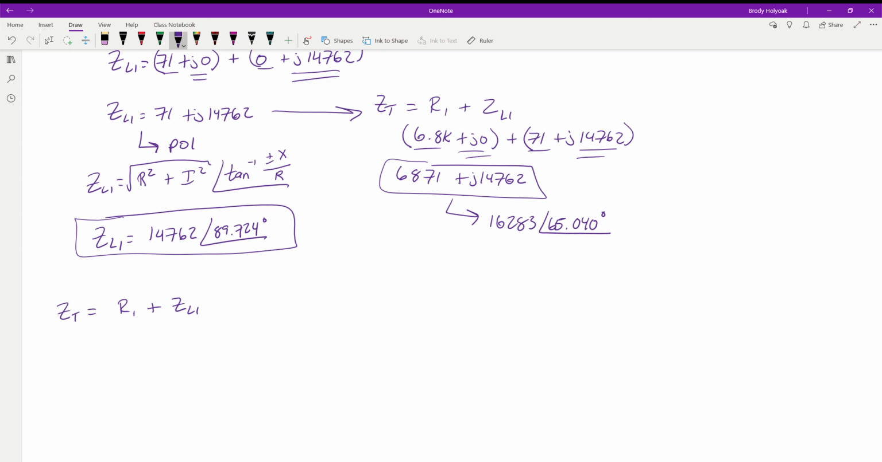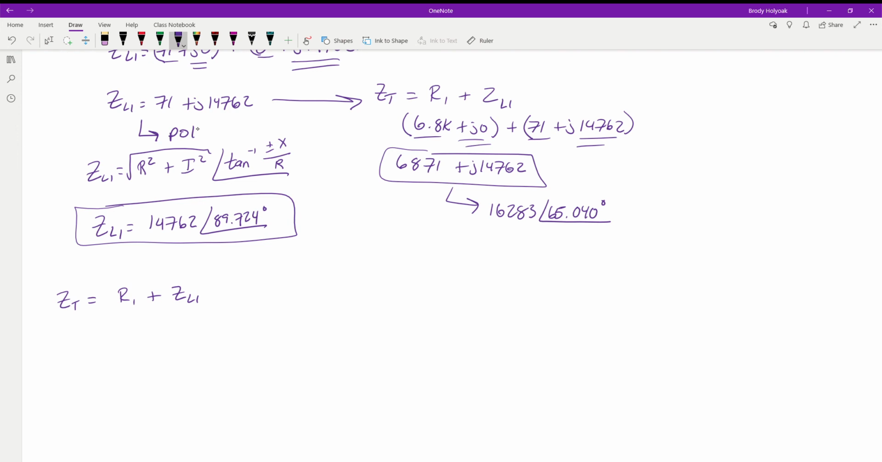So you just have to see, based on your problems individually, what's going to happen and what you need. Do I need it in rectangular form because I'm going to add and subtract, or do I need it in polar form because I'm going to multiply and divide? As we get more practice in this, you will start to see this connection really fast and be able to put it into the notation it needs to be in. So in the end, this is our Z total for the entire circuit: 16,283 ohms at an angle of 65.040 degrees.